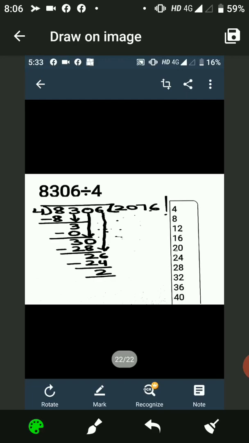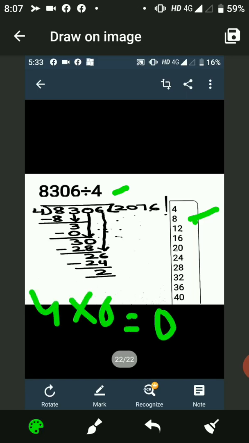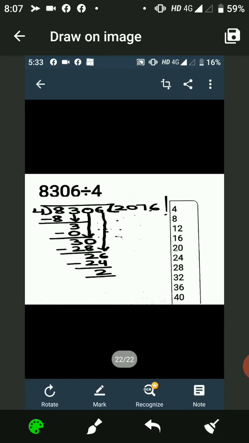Now in the 4 table, 8 comes in which position? 2. So I write 2 here and 8 here. 8 minus 8 is 0. Which number will I take? The next number here, 3. Now see, 3 is smaller than 4. But you know that 4 zeros are 0. Clear? So this 1 0 I will write here and 1 0 I will write here. So when I subtract it, I will get again 3.